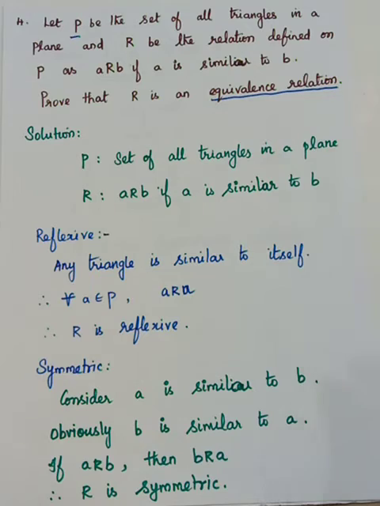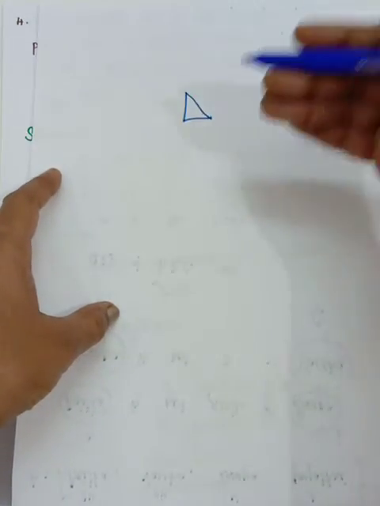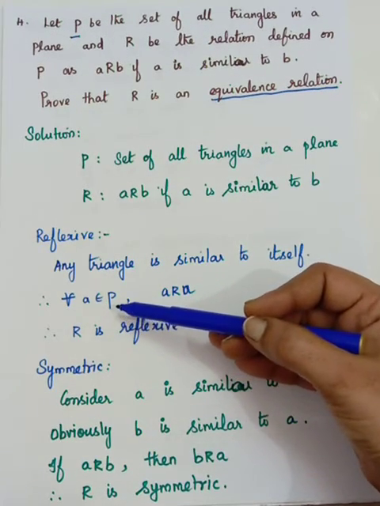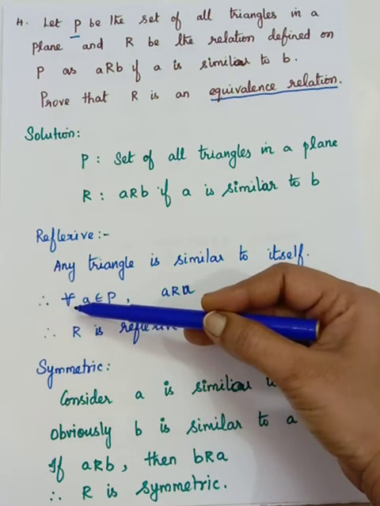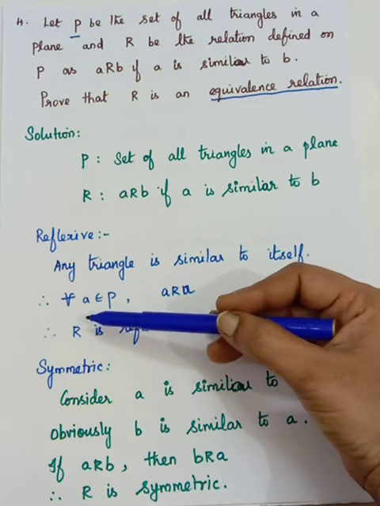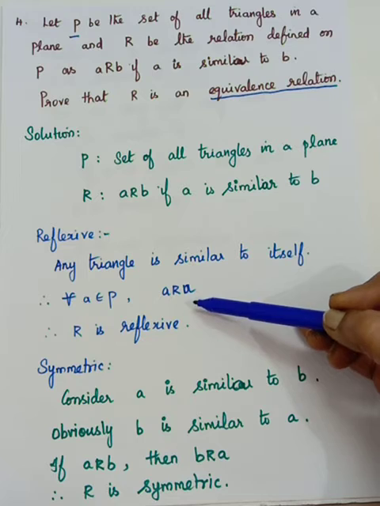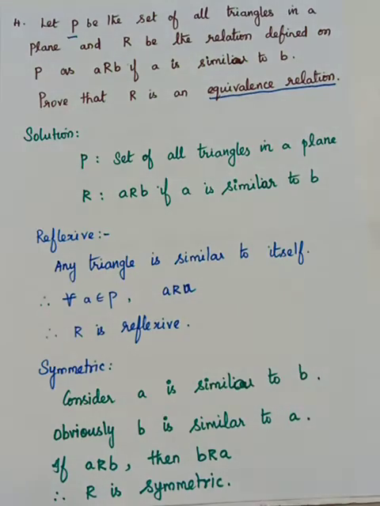Okay, first we'll go for reflexive. So any triangle, if you consider, it is similar to itself. For example, if you consider this right angle triangle, it is similar to itself, we can very well say. So therefore for all the elements from the set, what is the set? Set is P. What is A? The elements. Here I have denoted the symbol for all. So for all the elements from the set, that element is related to itself. That is, A is similar to A. So therefore R is reflexive.